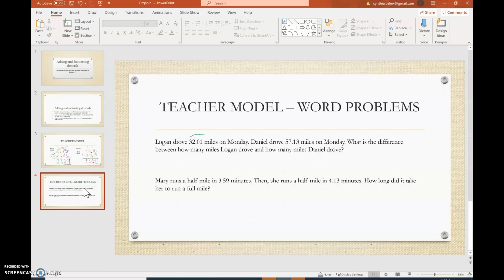So I'm going to circle my numbers. It's actually called cubes. Circle your numbers. Underline the question. Box the keyword.